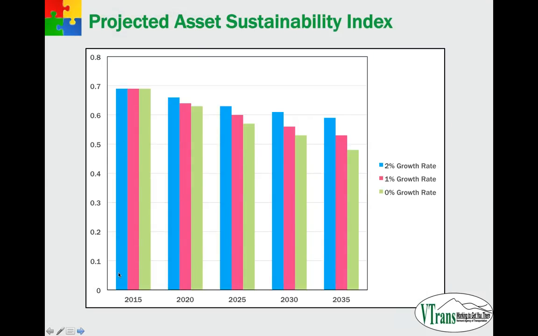So I just wanted to show you what our asset sustainability index was looking like projected out over this 20-year analysis period for the three different funding scenarios. And you can see the blue represents a 2% growth rate. It's keeping up a little bit better with the unmet needs, but it's still dropping. And the green represents a 0 growth rate, and we're falling below 0.5 for the asset sustainability index.